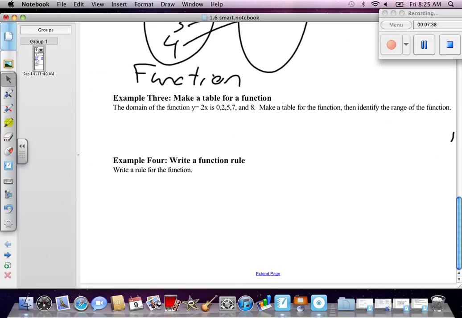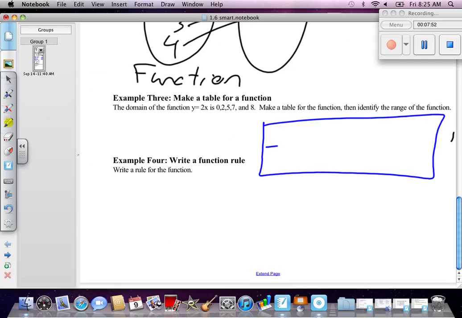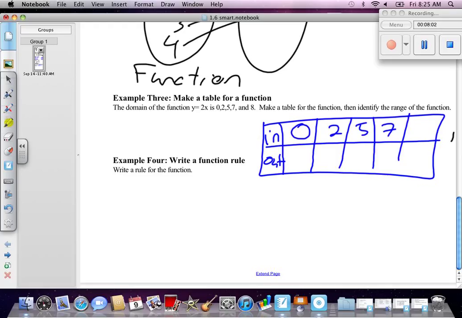We've got the domain of the function y equals 2x is 0, 2, 5, 7, and 8. We've got to make a table for this and identify the function. So the first thing we do is make a table. We label over here, we've got the inputs and we've got the outputs. And then my inputs are 0, 2, 5, 7, and 8. How did I know those were the inputs? What word up there made me think those were inputs? Domain. Domain is the same as inputs.